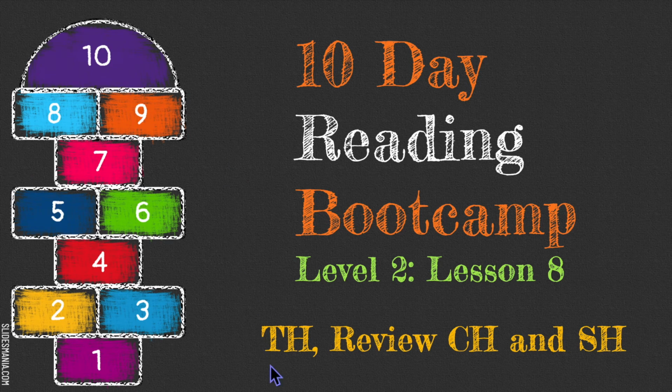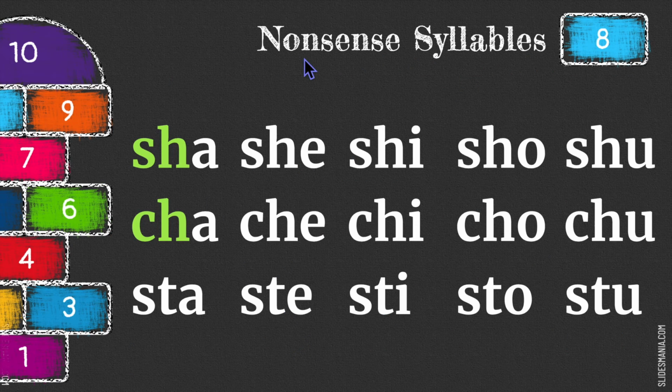In lesson 8, we're going to learn the 2 sounds of TH and review the sounds of CH and SH. First, let's practice with some nonsense syllables. Remember that SH says sh, and when we have syllables ending in a vowel, we will use the vowel's long sound. So this will be shay, she, shy, show, shoe. Remember, the long U has 2 sounds, U and oo. You use the U one if it's easy to say. If it's hard to say, like after the sh sound, then you use the oo.